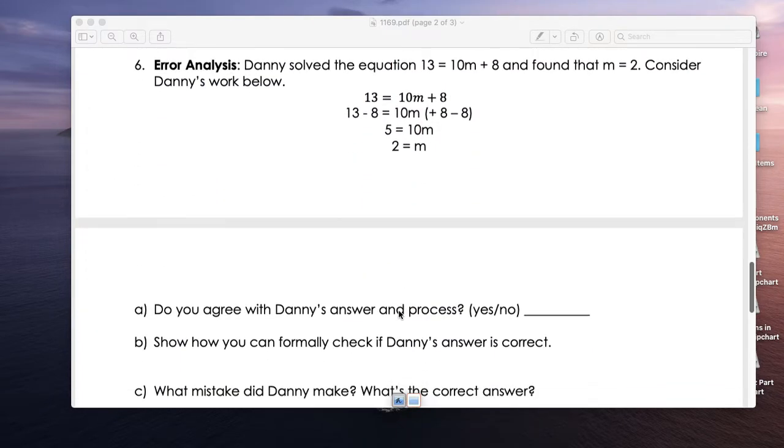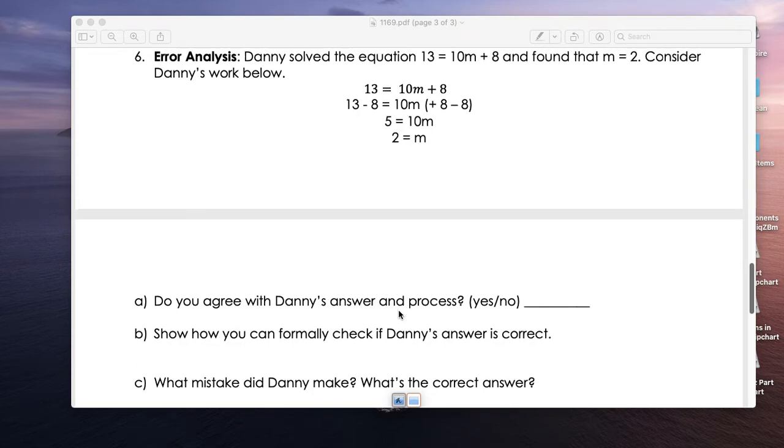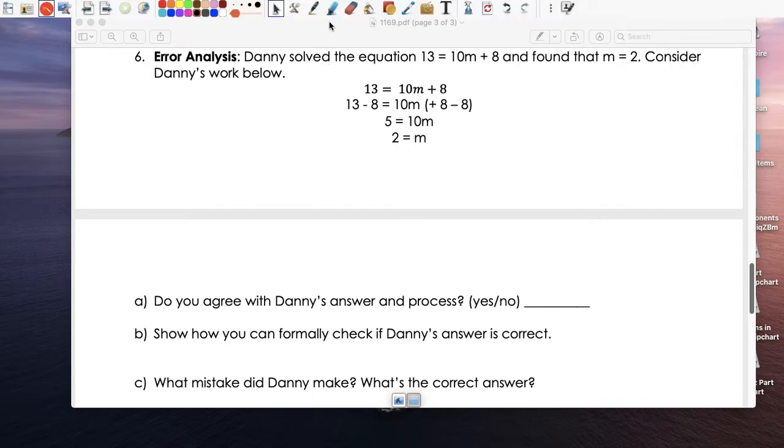And then we have an error analysis. Okay. Danny solved the equation 13 equals 10m plus 8 and found that m equals 2. Consider Danny's work below. Is it correct? So let's do it ourselves. It's always easier to do it ourselves.